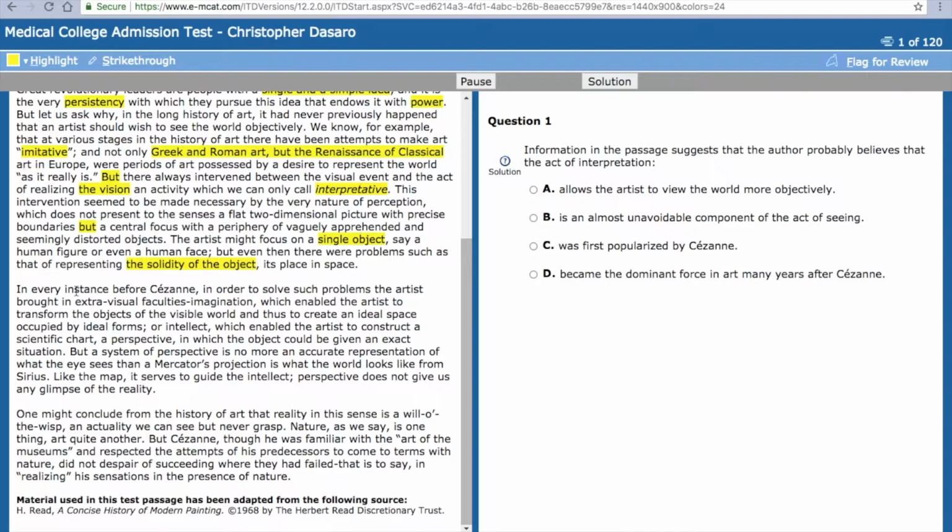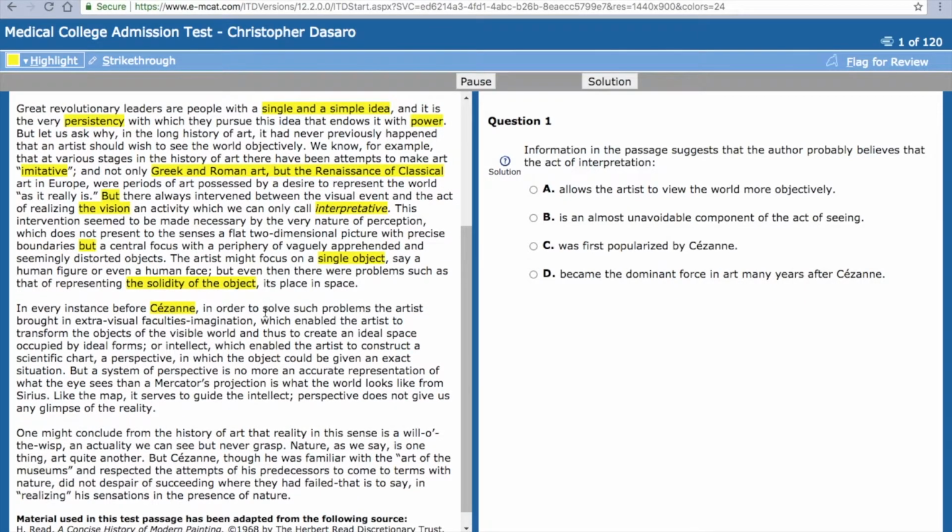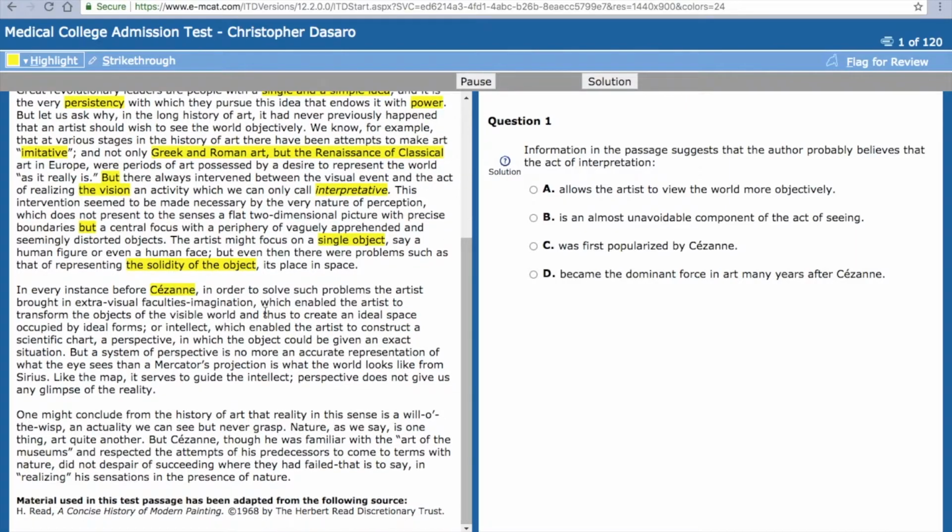All right, so let's break this down. In every instance before C, okay, so these are instances before this artist who is being argued to be revolutionary, or at least a turning point in art history. So before this person, in order to solve these problems, the problems in depicting the solidity or the reality of a painting, the artist brought in an extra visual faculty: imagination.